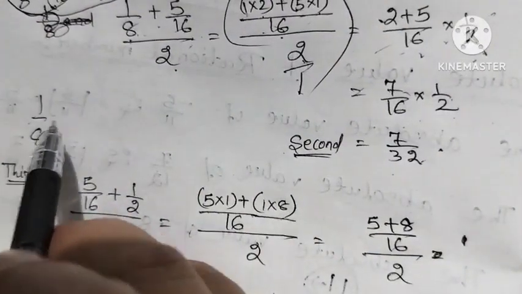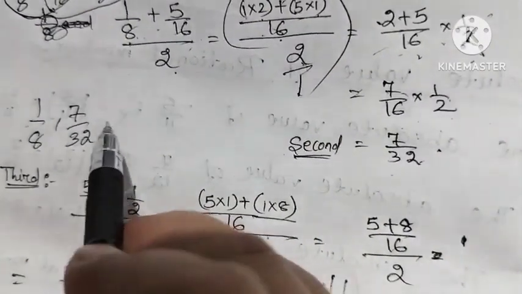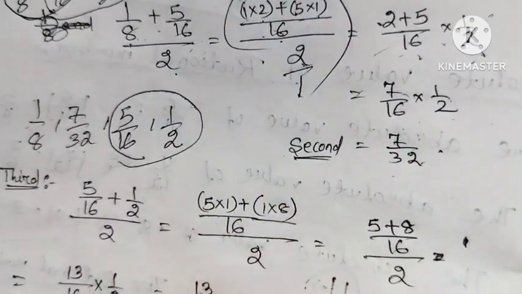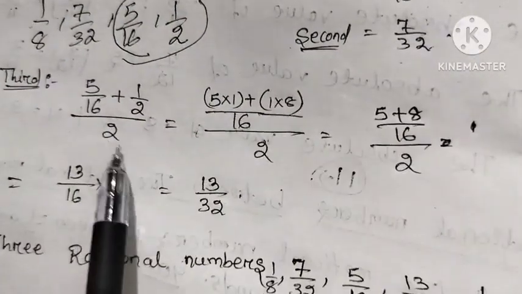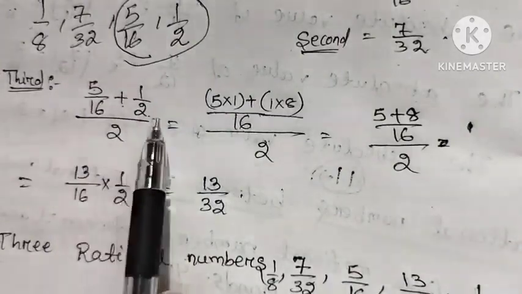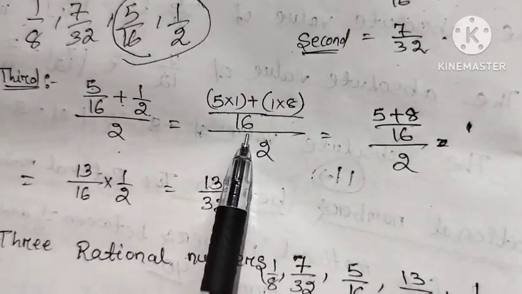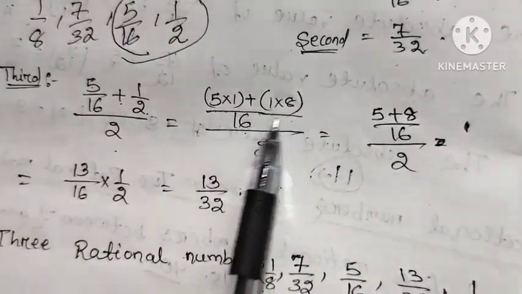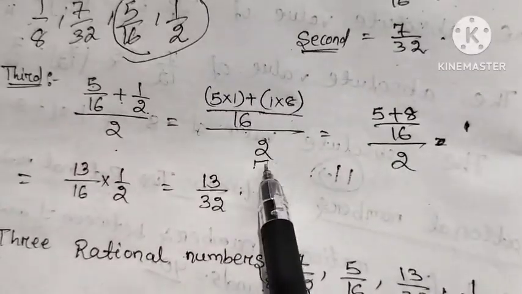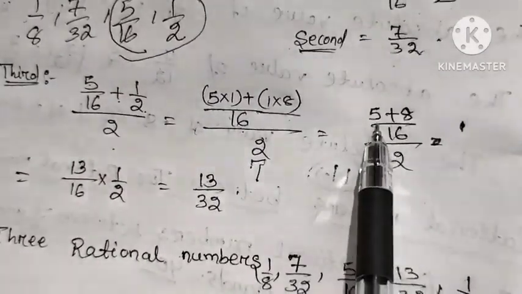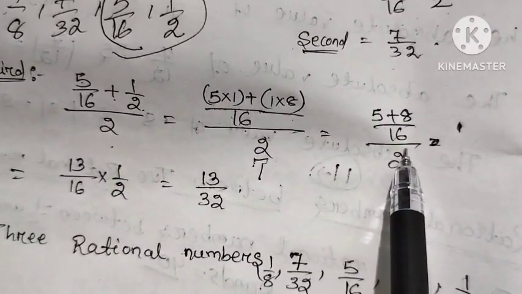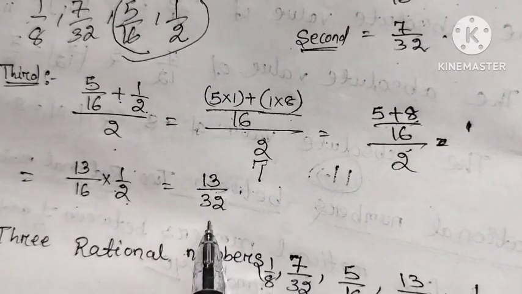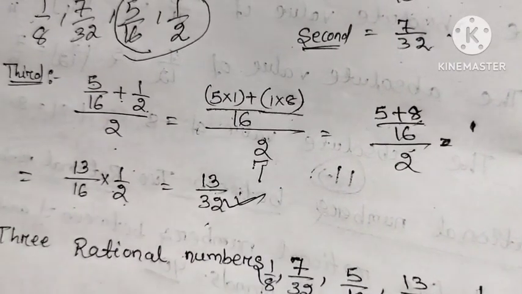Means 1 by 8, 7 by 32, then it is 5 by 16, then 1 by 2. Then after that you take these 2 numbers divided by 2. Then 5 by 16 plus 1 by 2 divided by 2. Then LCM is 16. 5 into 1 plus 1 into 8, divided by 16, divided by 2. Then 5 plus 8 divided by 16, 13 by 16 into 1 by 2. Then 13 by 32. What is the answer? 13 by 32.